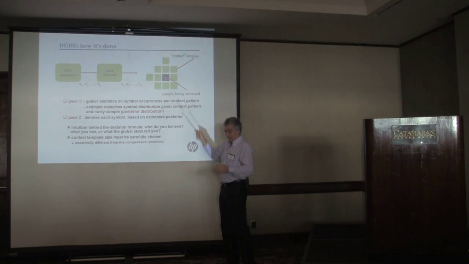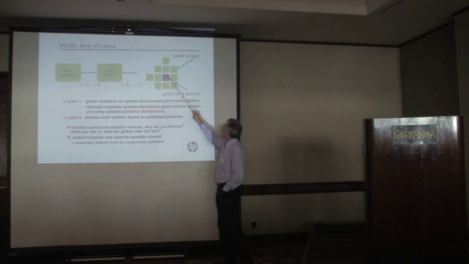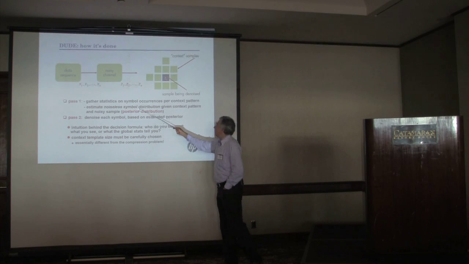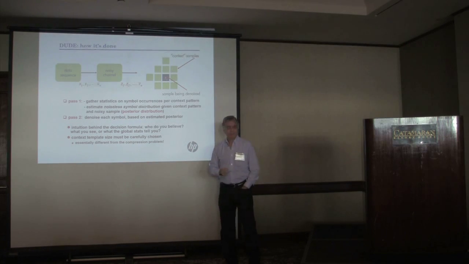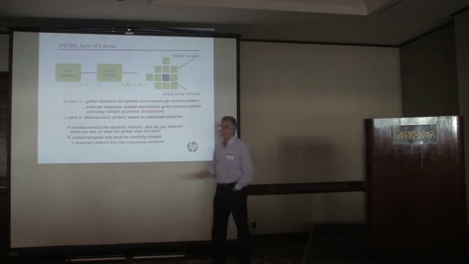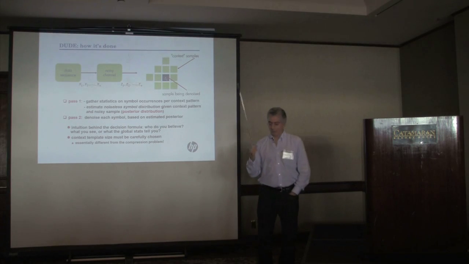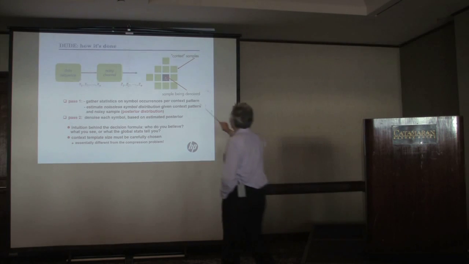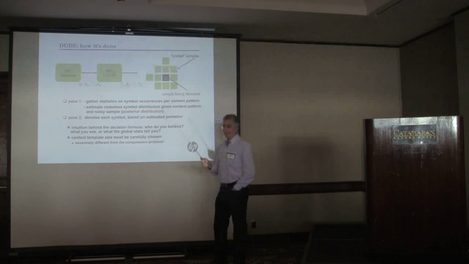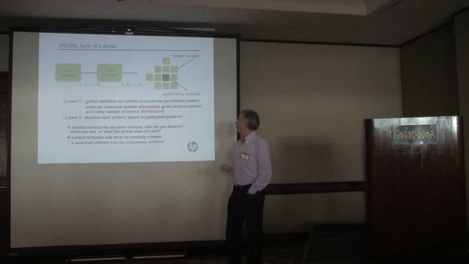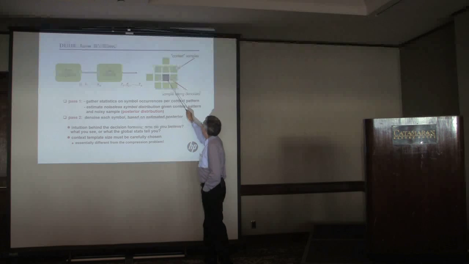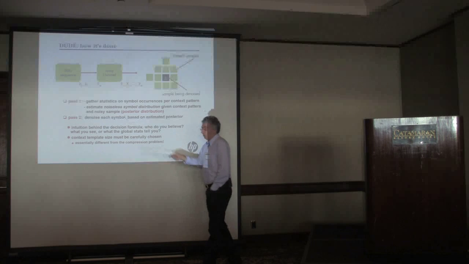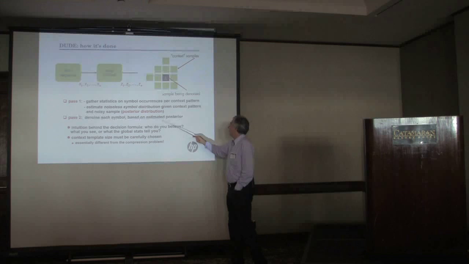We are looking at noisy data, so we gather statistics about noisy data, but based on those statistics we estimate the noiseless symbol distribution given the context pattern and the noisy sample. So we look at the posterior distribution. We estimate from the data the probability of Zi given its context, and based on that, we estimate the probability of Xi given the context and given Zi. And in the second pass, we denoise each symbol. We use what would be the optimal denoiser based on the estimated posterior.